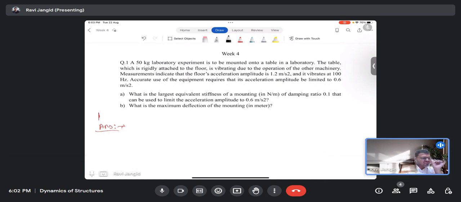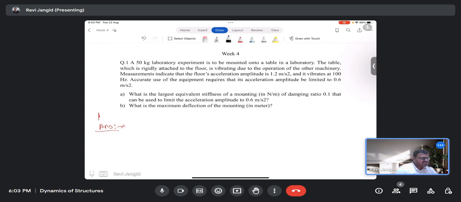So we are given a 50 kg laboratory experiment to be mounted onto a table in a laboratory. The table, which is rigidly attached to the floor, is vibrating due to the operation of other machineries. Measurements indicate the floor acceleration amplitude is 1.2 meter per second square, and it vibrates at 100 hertz. Okay, frequency is given to us. Accurate use of the equipment requires that its acceleration amplitude be limited to 0.6 meter per second square.